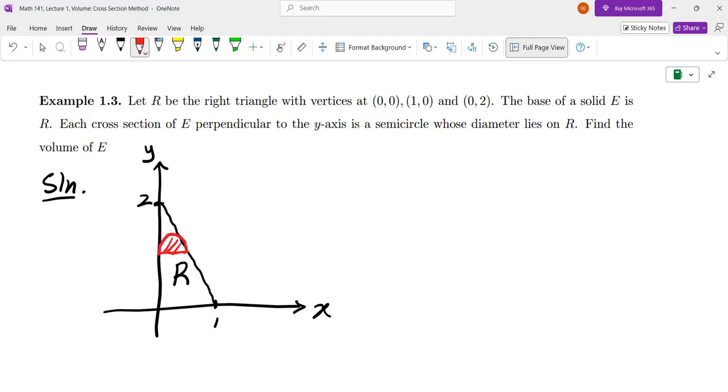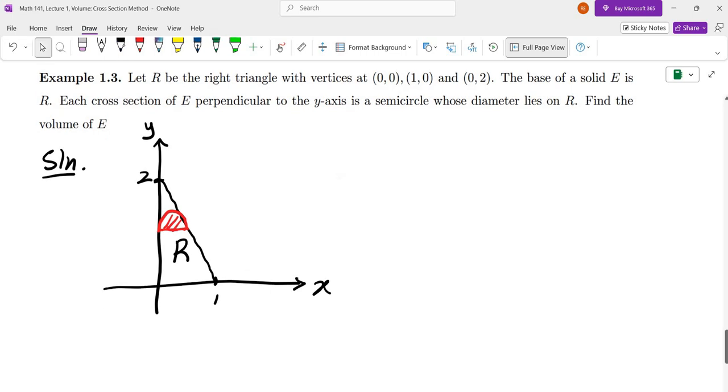These are cross sections. So it's in three-dimensional space. It comes out of the screen, and it is perpendicular to the y-axis. And each of them is a semicircle whose diameter lies on R. Find the volume of E. So again, we'll have to find the cross-section area. But because we are looking at cross sections perpendicular to the y-axis, we'll have to integrate with respect to y. So let's start with some y, and let's figure out the area of this cross section.